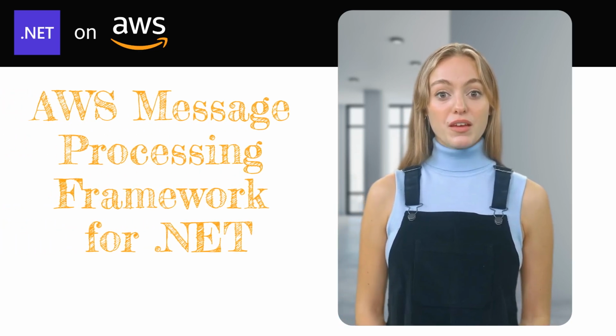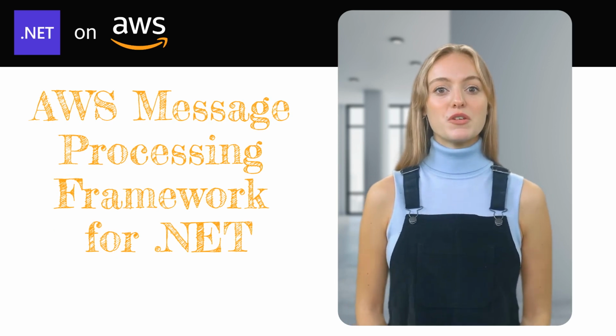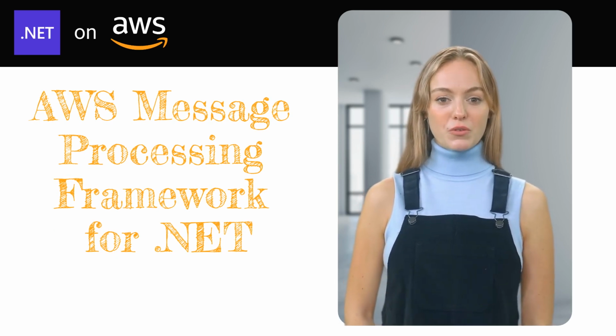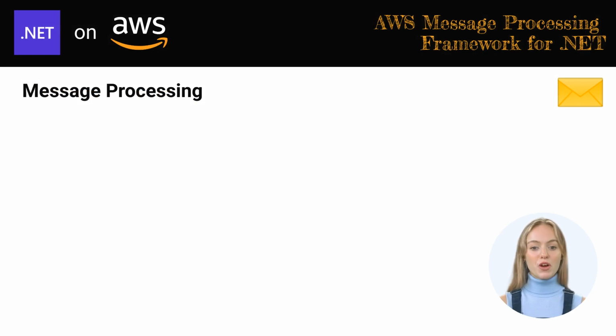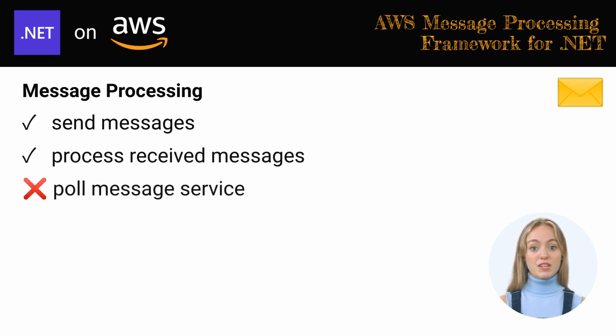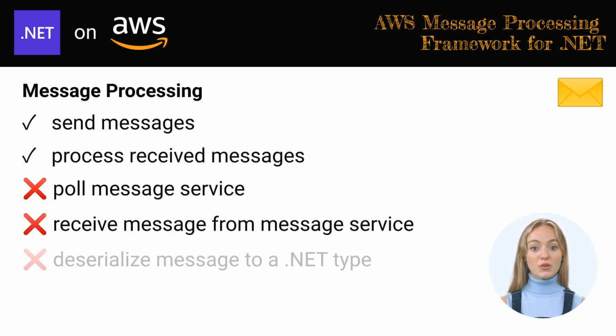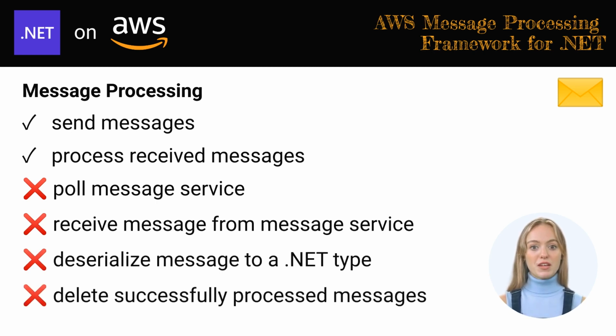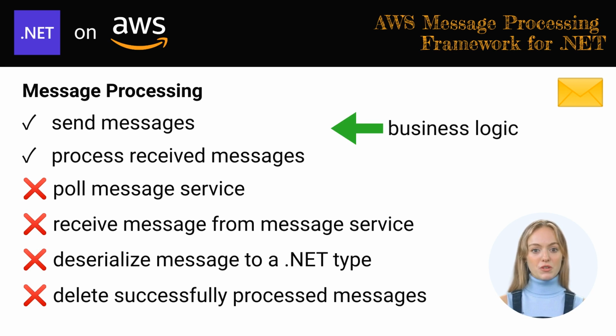In this video, I'll explain the new AWS Message Processing Framework for .NET and how to use it. When you write messaging applications, you often write code to send messages, process received messages, poll your message service, receive messages, deserialize messages to a .NET type, and delete processed messages from the message service. That's a lot. Ideally, you should only have to write the code to send and process messages, because that's part of your business logic. Everything else is boilerplate code you shouldn't have to write.